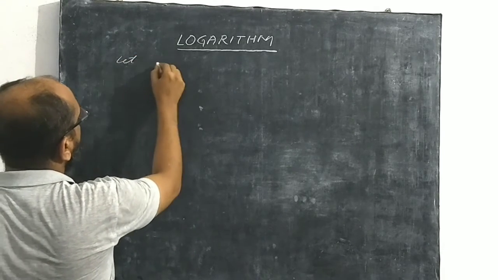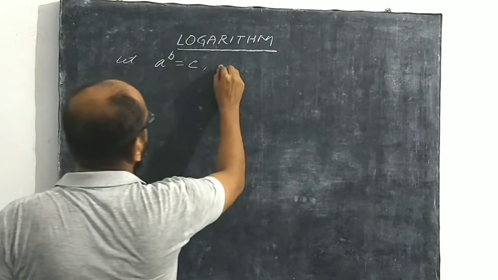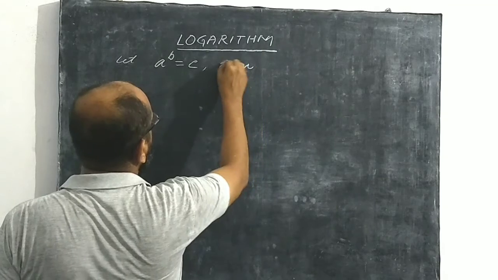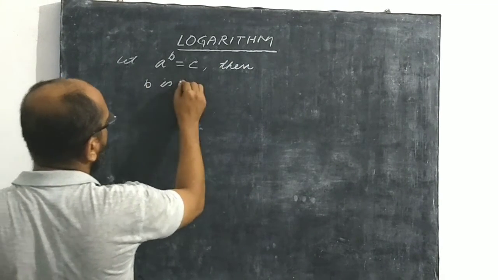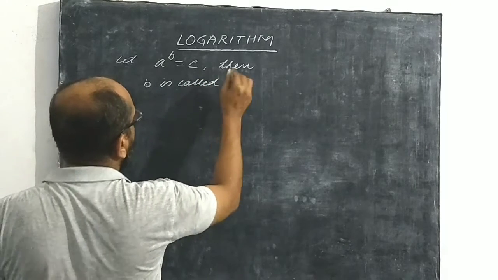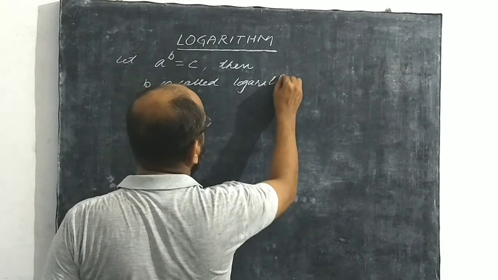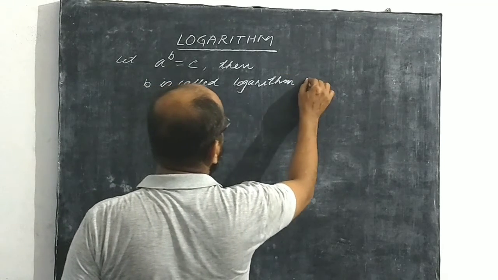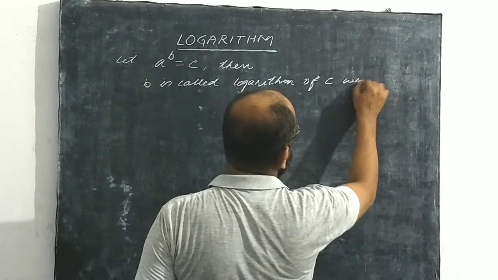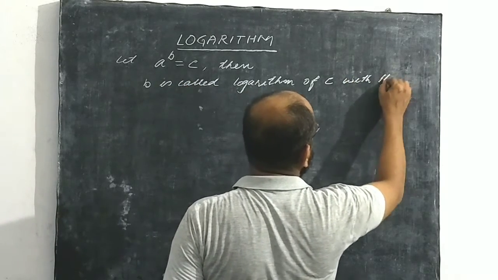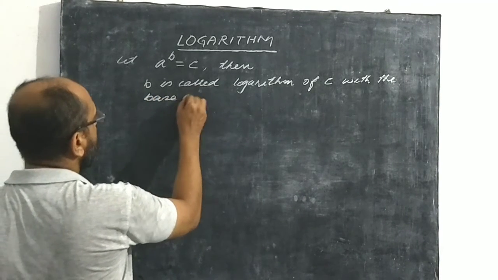Let a raised to the power b be equal to c, then b is called the logarithm of c with the base a.